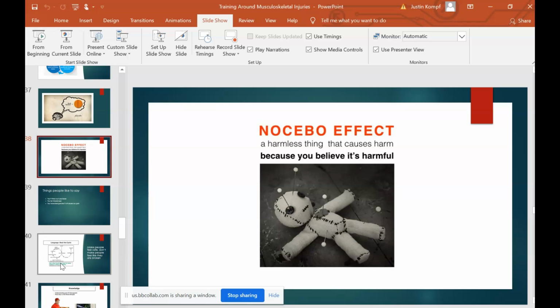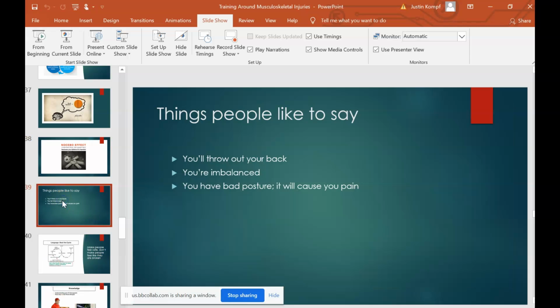Words technically are a harmless thing. But when you get into a position where you tell people that they're probably going to get hurt doing something, or for example, if a doctor tells you if you do deadlifts that will blow out your back, that's a nocebo, where something that is harmless causes you harm because you believe it's harmful. So you might experience something called fear avoidance. A lot of times you might hear people say things like, you'll throw out your back, you're imbalanced, you have bad posture, that will cause you pain. Those are all words that can cause problems.